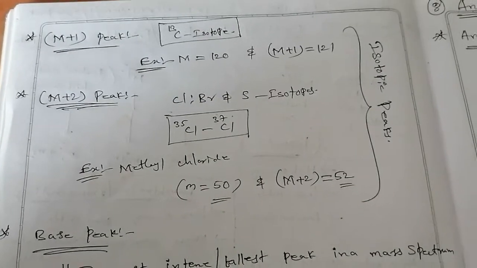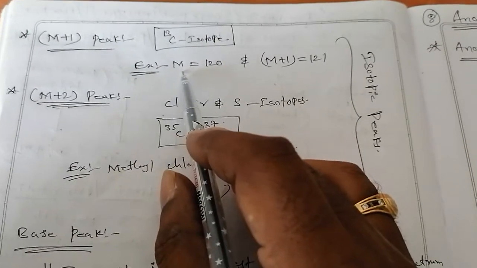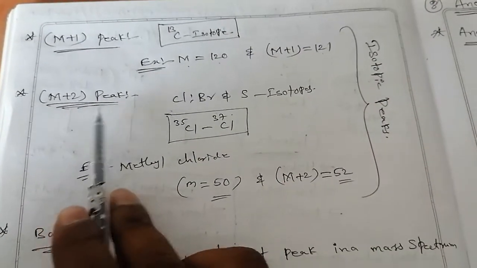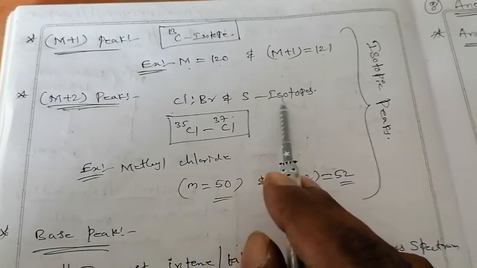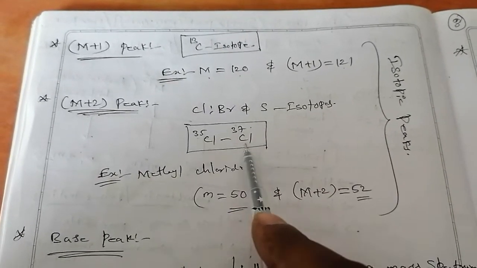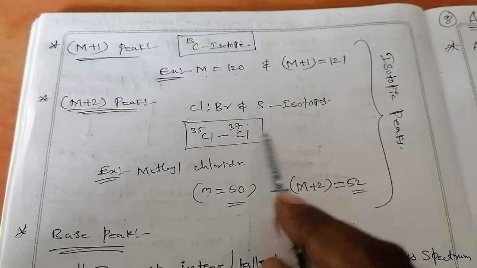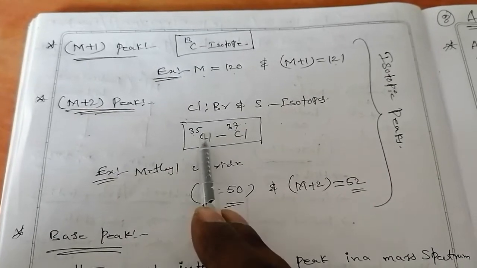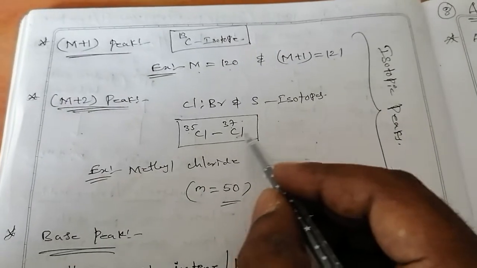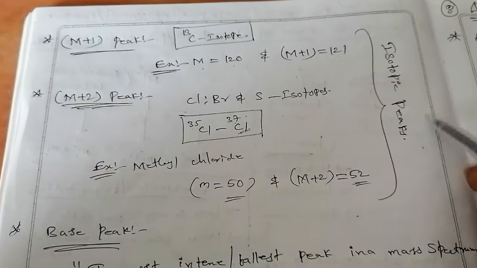For the M plus 1 peak, whenever carbon has the C13 isotope, you will get it. For example, in acetophenone the molecular ion is 120, and the M plus 1 peak at 121 is also obtained. For the M plus 2 peak, if chlorine, bromine or sulfur is there, you will get it. For example, in methyl chloride, with Cl35 you get the molecular ion peak at 50, and with Cl37 you get a peak at M plus 2, that is 52. These two come under isotopic peaks.